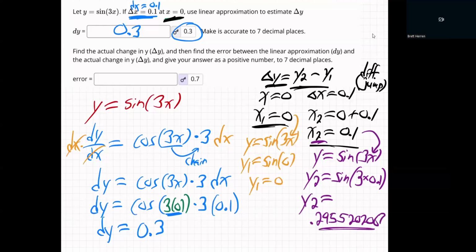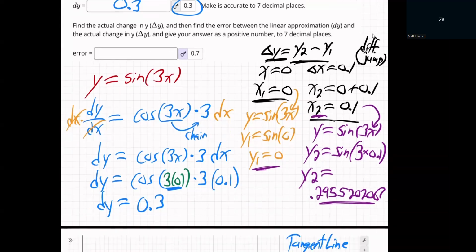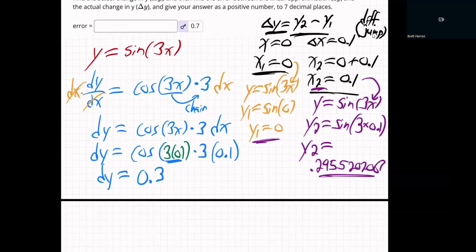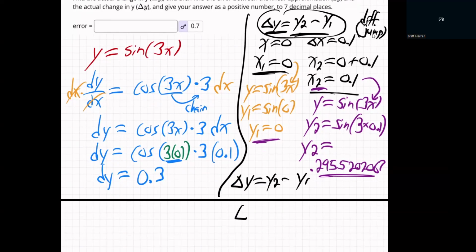Okay, so there's y2, there's y1. Then on the graph, let me show you on the graph. So the delta, well, let's finish this up first. The delta y, which is what they were asking us for. The delta y, let's keep these separate here. The delta y is y2 minus y1, right? Means difference in y values.